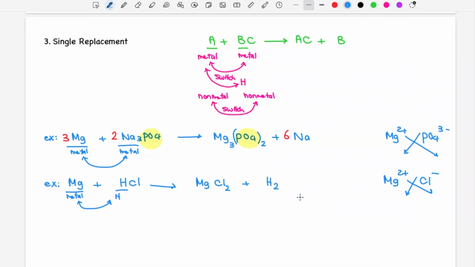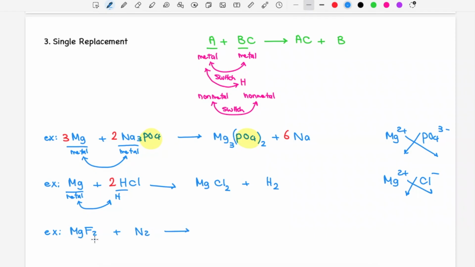Now we have guessed our products, and we can start with the balancing. There are 2 Cls here, so I put a 2 here. Hydrogen is balanced now. Magnesium is balanced now. So we're good with this one. Now let's take a look at this third example, which is a non-metal switching with a non-metal. Let's say we have MgF2 plus nitrogen N2, nitrogen gas.